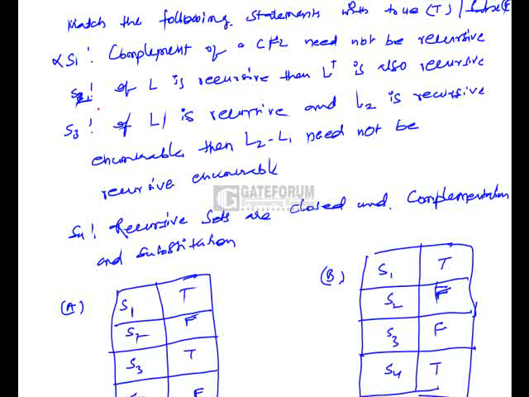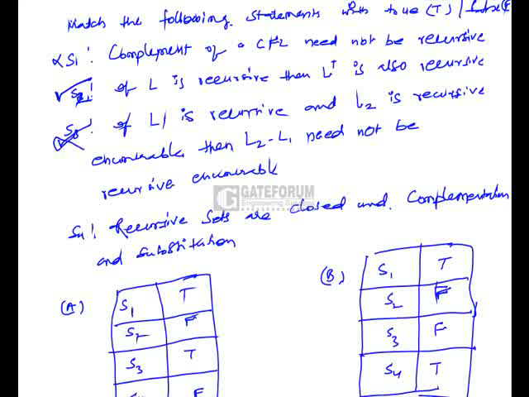Statement 2. If L is recursive, then L plus is also recursive. Statement 2 is true. Statement 3. If L1 is recursive and L2 is recursive enumerable, then L2 minus L1 need not be recursive enumerable. This is also false. Why?